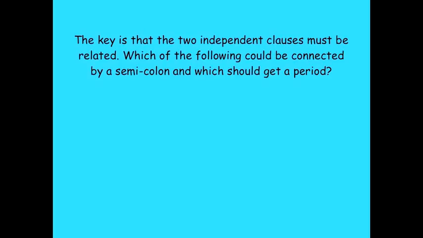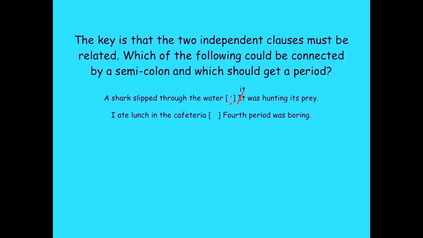Of course, the two independent clauses should be closely related to each other, so let's have a little quiz. Let's see which of the following should get a semicolon and which should get a period. A shark slipped through the water. It was hunting its prey. Well, these are pretty closely related, so you could use a semicolon here. Of course, you have to lowercase the first word of the second independent clause. I ate lunch in the cafeteria. Fourth period was boring. Well, that doesn't go together, so you'd probably need a period.